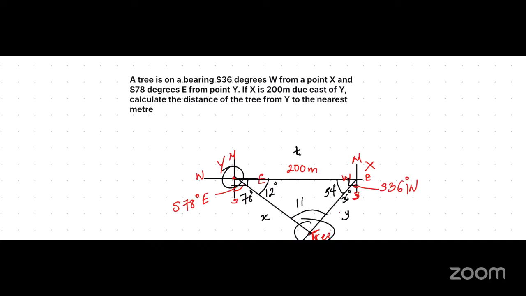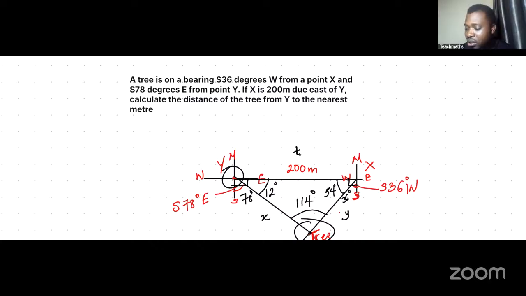So that's X. 114. So the sine rule, which is the ratio of the sine of an angle to the opposite side, is constant. So I have this as sine 54 over x. This x is representing the distance between the tree and point Y. So from here now, let's cross multiply this. So this is x sine 114 equals 200 sine 54.